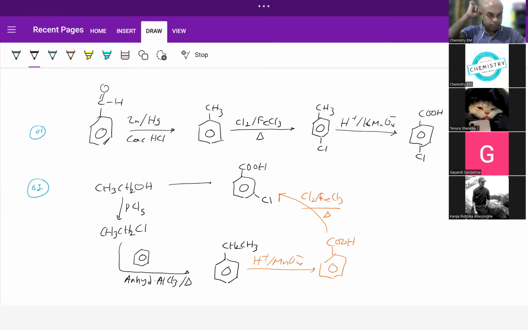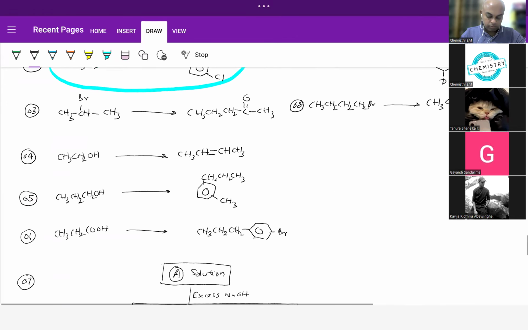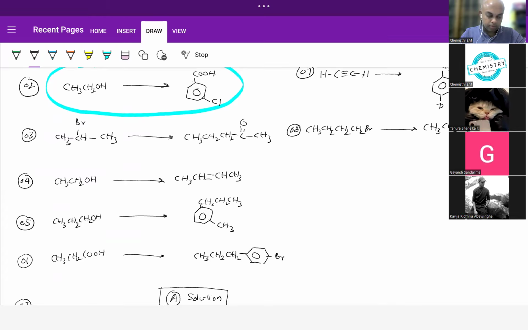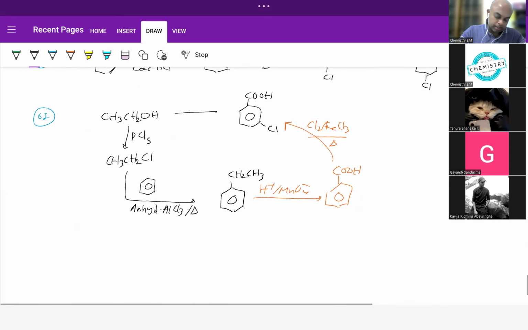Okay. Then the third one I'm taking. This is something very interesting one. Pretty tricky.